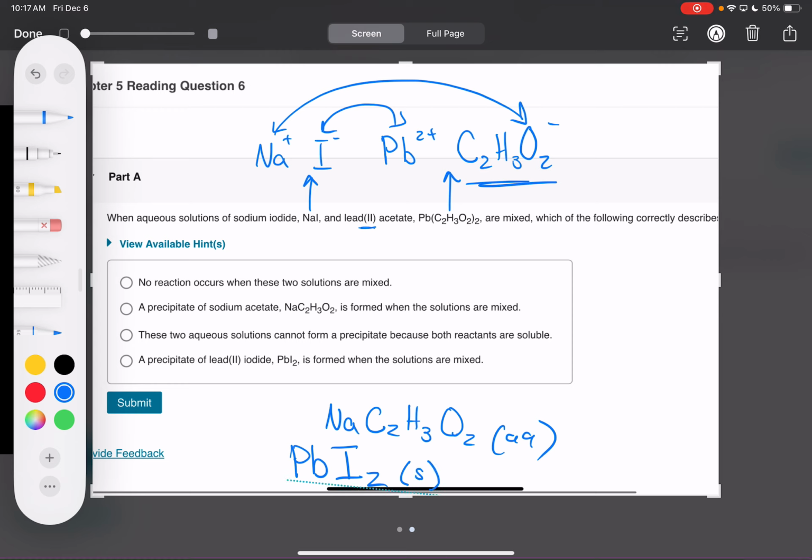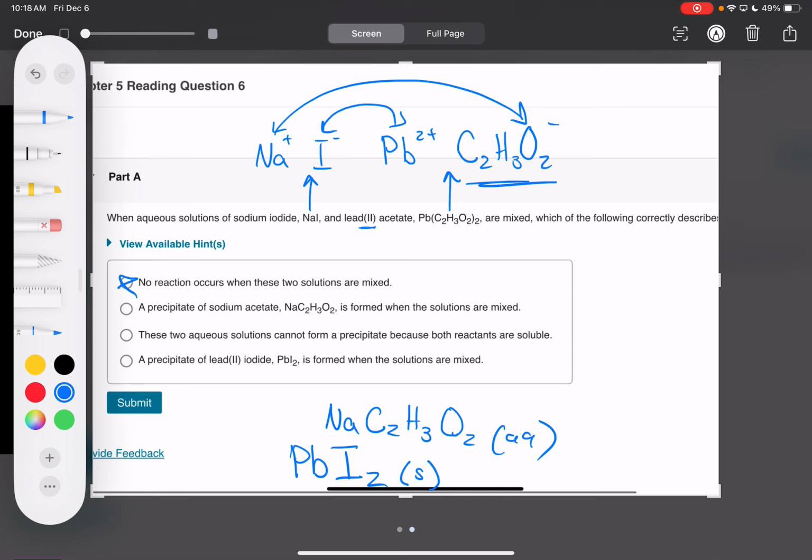So now let's look at our possible things. No reaction occurs. Well, that's definitely not true because they changed partners and one of them was a solid. If they had just changed partners and both of them stayed aqueous, that technically is no reaction. So if you have two ionic compounds, you swap their partners, and the products are both aqueous, that is no reaction because they're just all still dissolved in the solution. They're not really bonded to each other until they come out of the solution and form a solid.